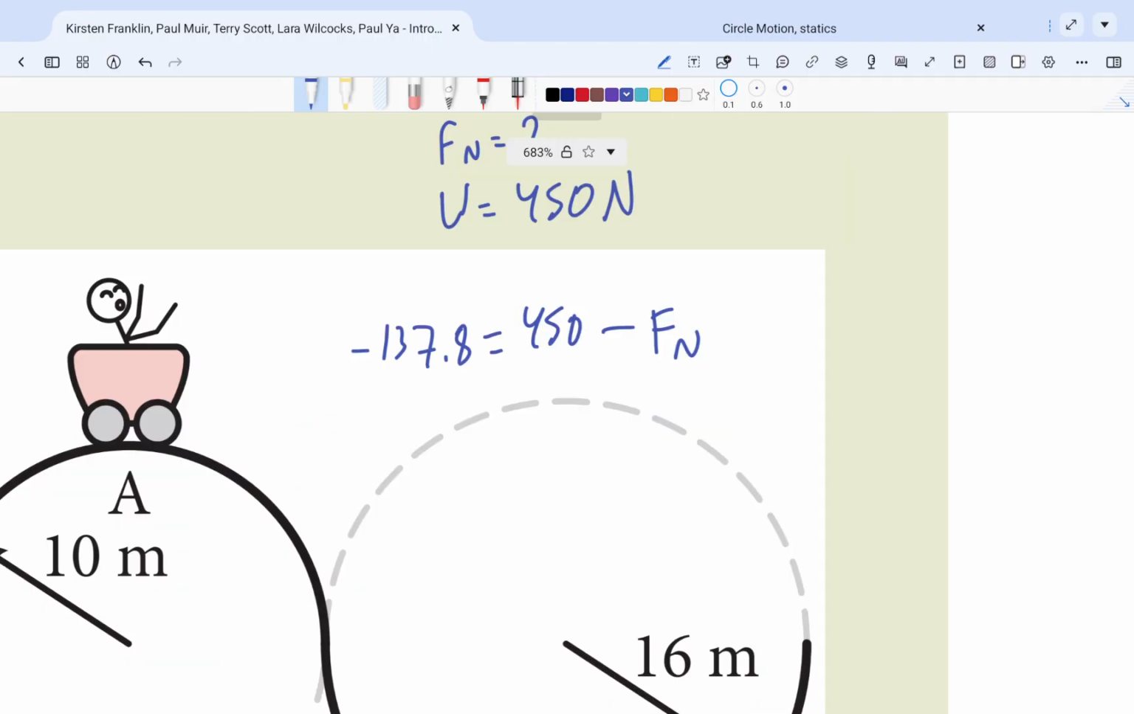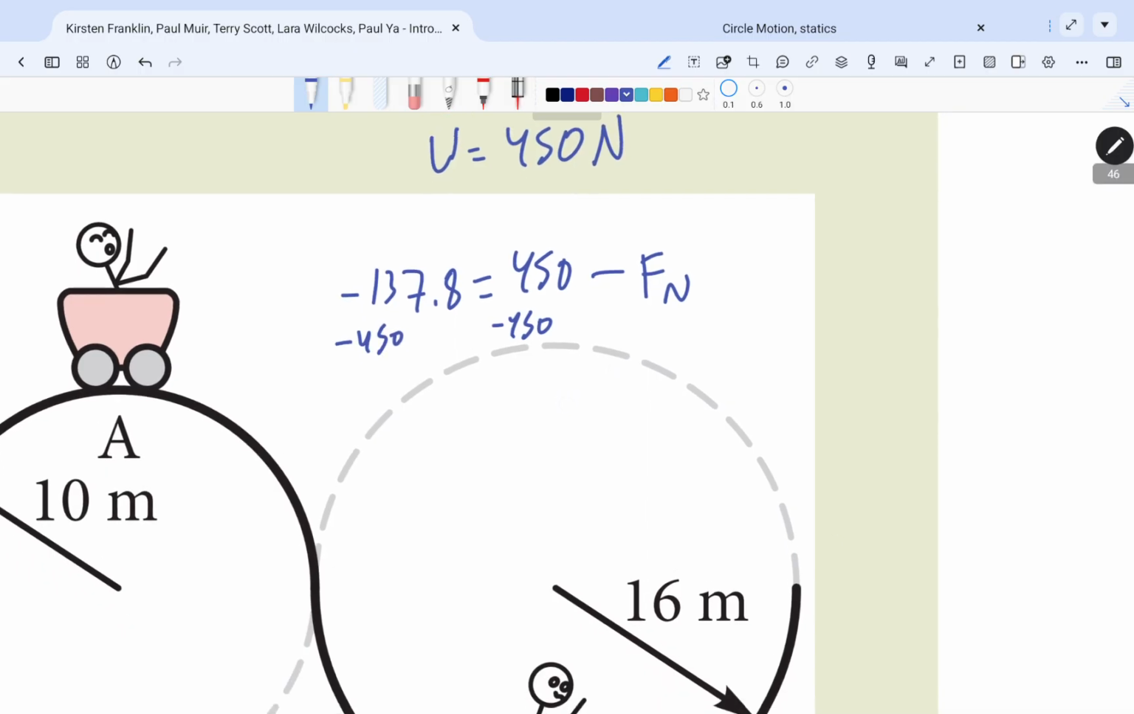Alright, now just solving for Fn. Let's subtract 450 from both sides. You end up with negative 587.8 equals negative Fn. Multiplying both sides by -1, you end up with this positive. And remember, for this final one, we have to divide by gravity, which is 10, and that equals about 59 kilograms.